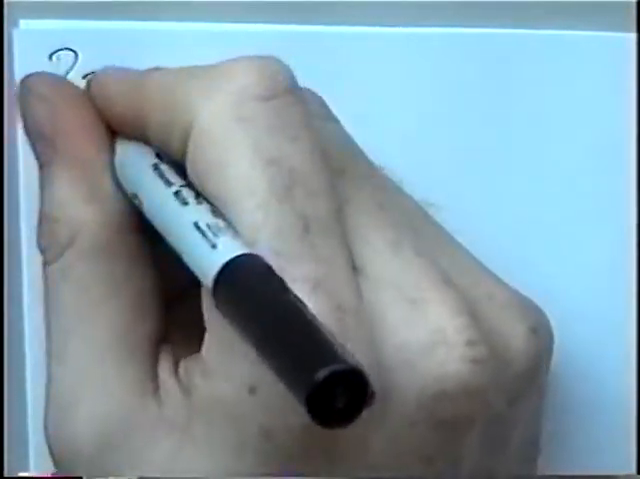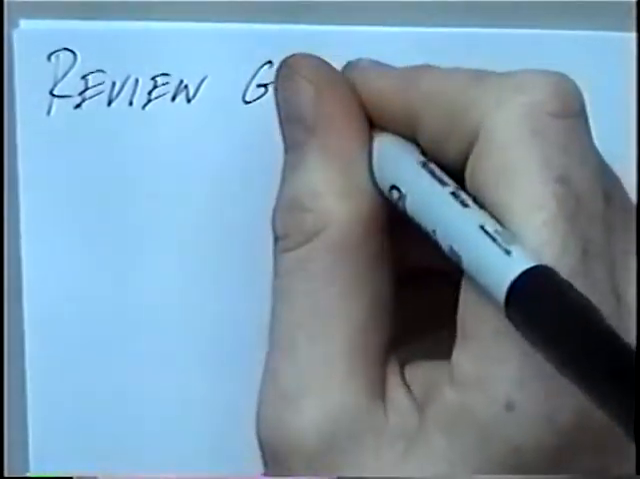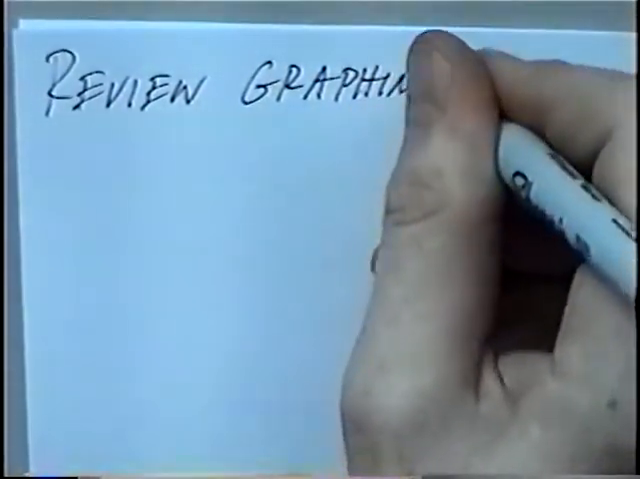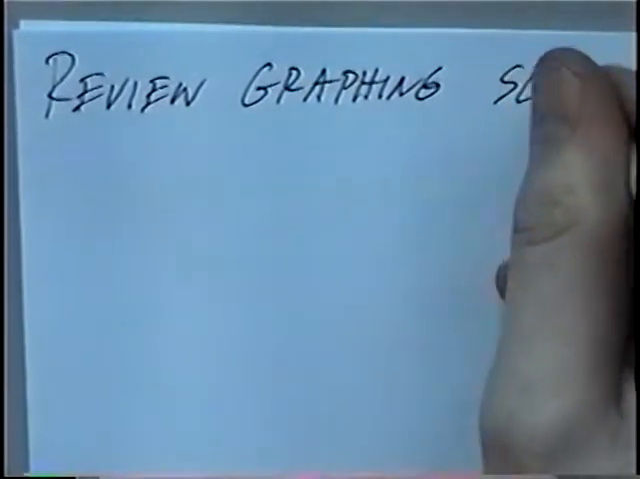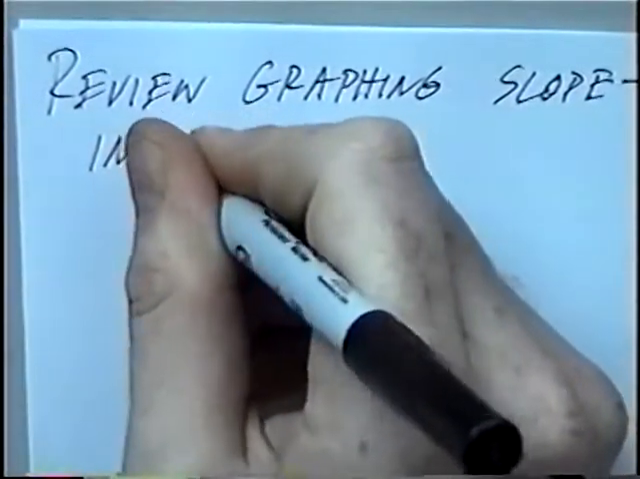Title of the first section today is Review Graphing Slope-Intercept Form.